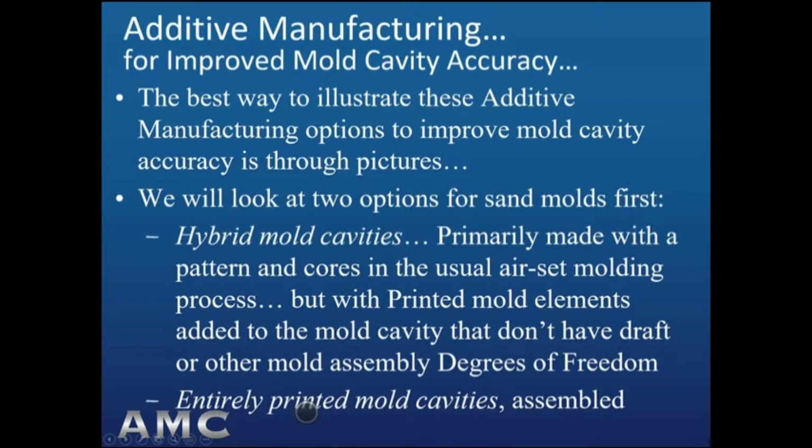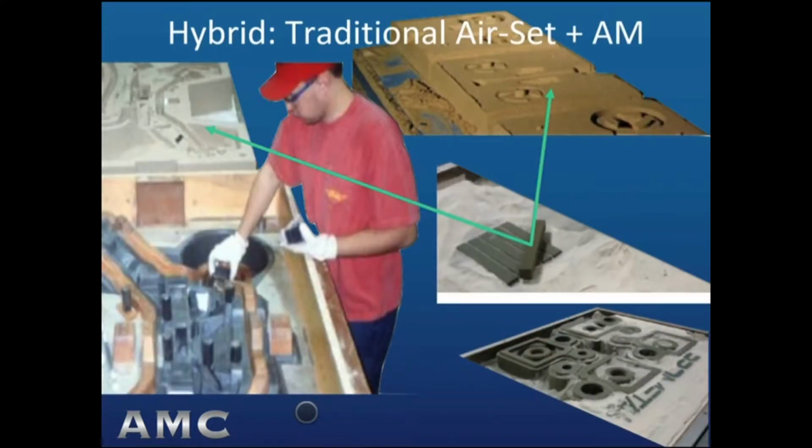So here's a picture that illustrates the process for the hybrid traditional air set plus additive manufacturing. Here is an operator setting chills in the drag half of an air set mold. He's not setting additive manufacturing elements in there, but this is a picture that I found that illustrates what the assembly of the additive manufacturing printed mold elements would look like. So the operator is setting a chill in this case, but could just as well be setting additive manufacturing elements into the mold cavity as well.